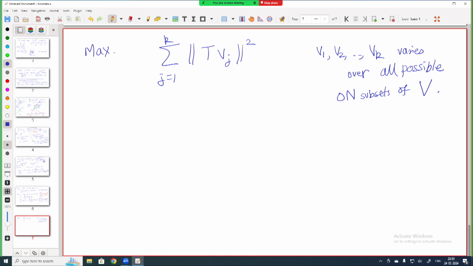So, I have thrown W out of the equation. I am just taking my ambient space, picking k orthonormal vectors in it, choosing them in all possible ways and calculating this quantity. Now, this is the same computation as before.